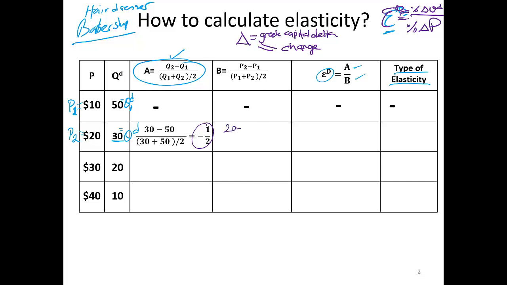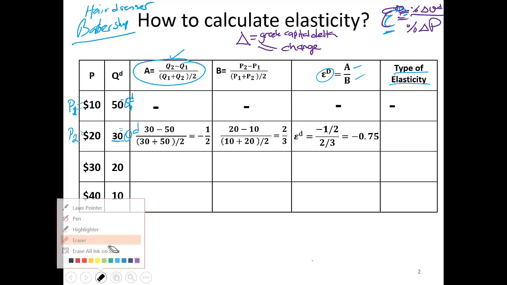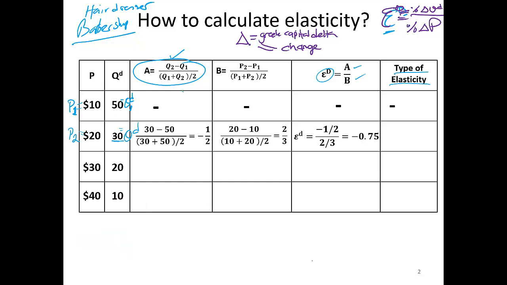P2, 20, minus initial P1. Initially I had price 10 and their average, so 10 plus 20 divided by 2. So it is positive, okay? 10 divided by 30 divided by 2 is 15. So you have 2/3, okay? So I'm just going to erase it so I can show you the clean numbers, right? There you go, 2/3. And when you want to calculate price elasticity of demand, you just divide percent change in quantity demanded, which is this number, negative 1/2, divided by 2/3, it's negative 0.75.